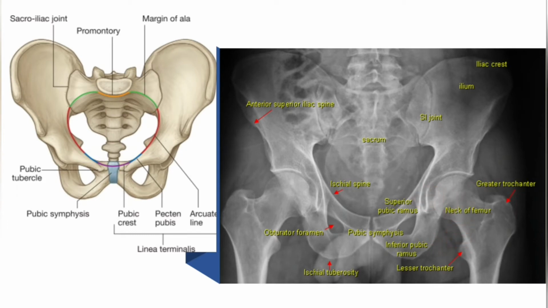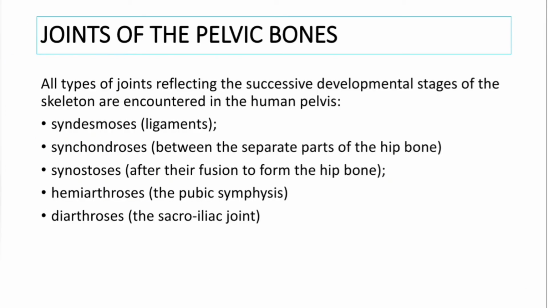Right, so let's talk about the joints of the pelvic bones. All types of joints which you will find in the pelvic bones reflect the successive developmental stages of the skeleton. So they start from the ligaments, the syndesmosis, synchondrosis, that's between separate parts of the iliac bone. Firstly there will be cartilage, and then they will fuse by synostosis. So after the fusion to form the hip bone, that's synostosis, and then a hemiarthrosis. This one is the pubic symphysis, and then diarthrosis. This one is the true joint, the sacroiliac joint.